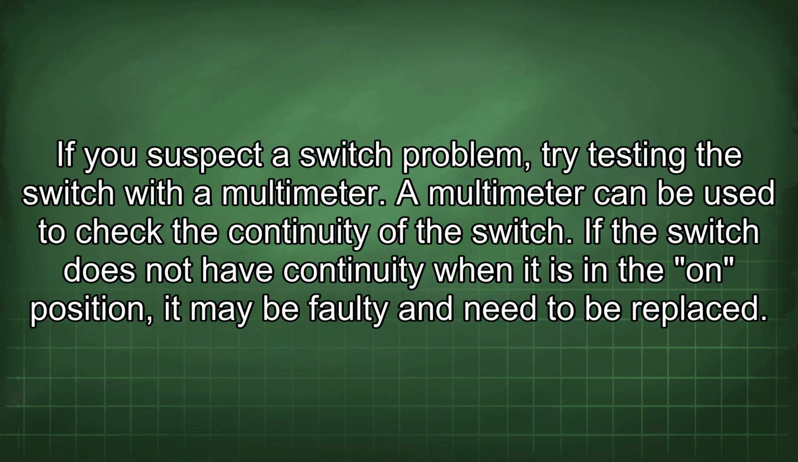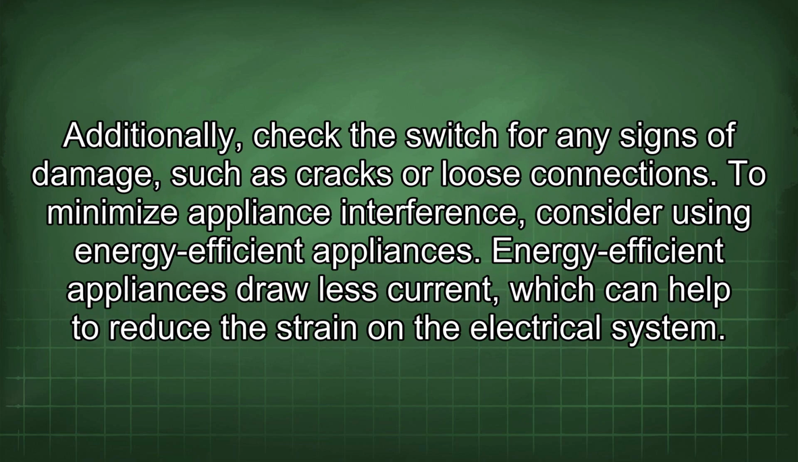If you suspect a switch problem, try testing the switch with a multimeter. A multimeter can be used to check the continuity of the switch. If the switch does not have continuity when it is in the on position, it may be faulty and need to be replaced. Additionally, check the switch for any signs of damage, such as cracks or loose connections.